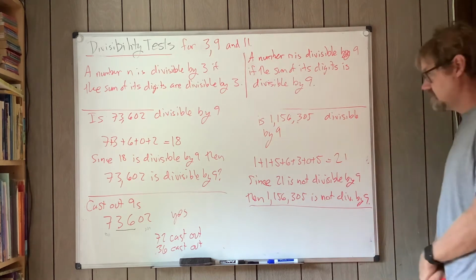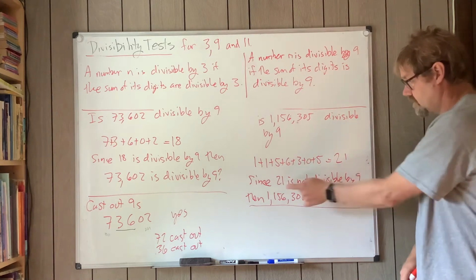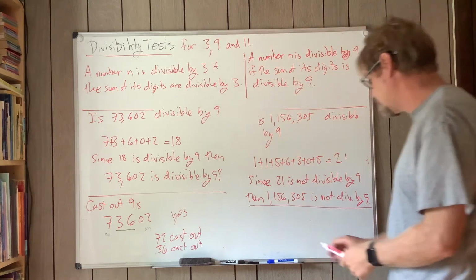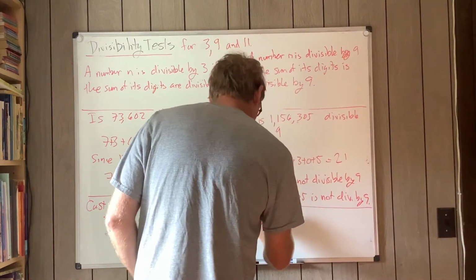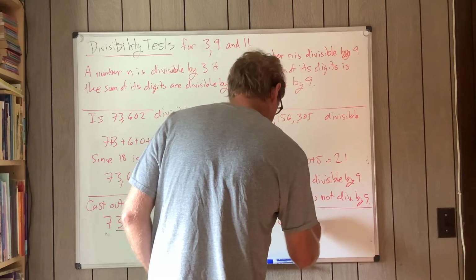That should be, again, not too bad. There's a little bit of mental math to get to that. And we know 21 is not a multiple of 9, right? Okay. Now let me look at this as well. 1, 1, 5, 6, 3, 0, 5.